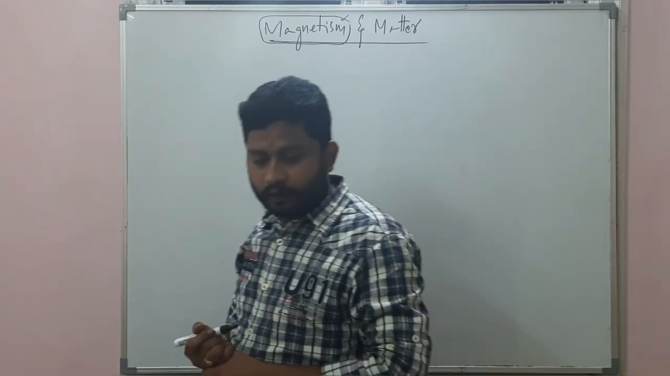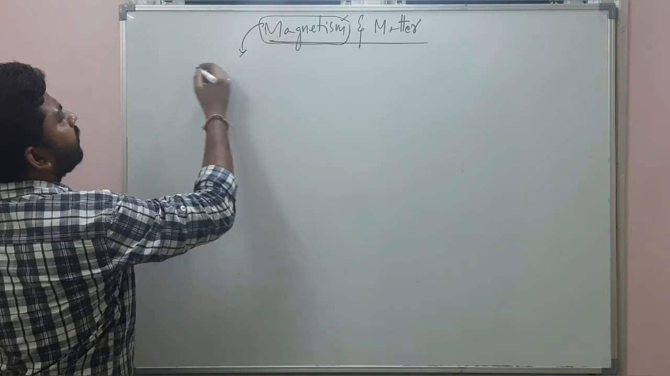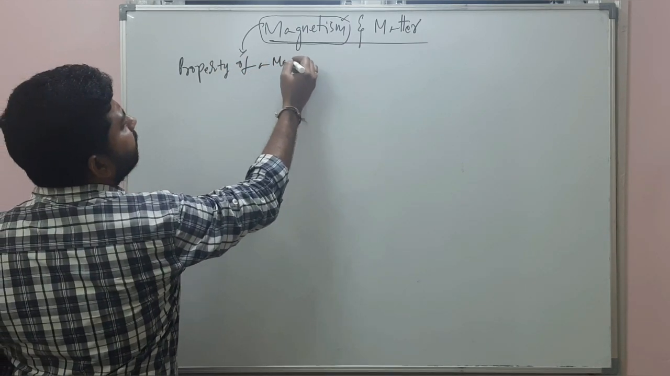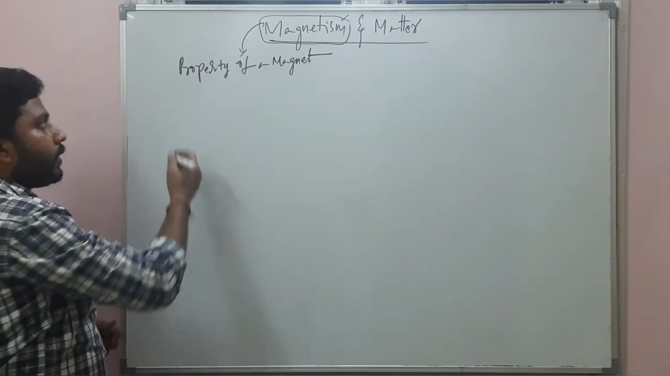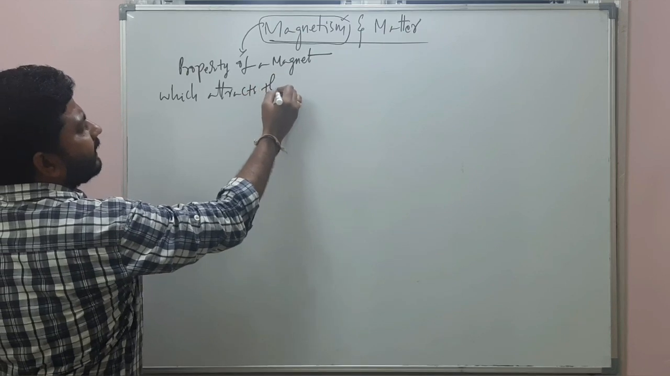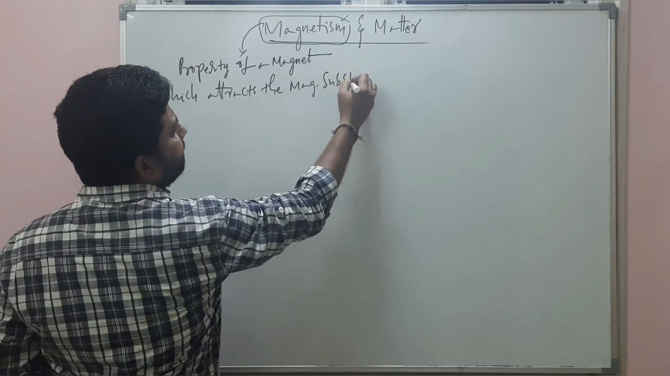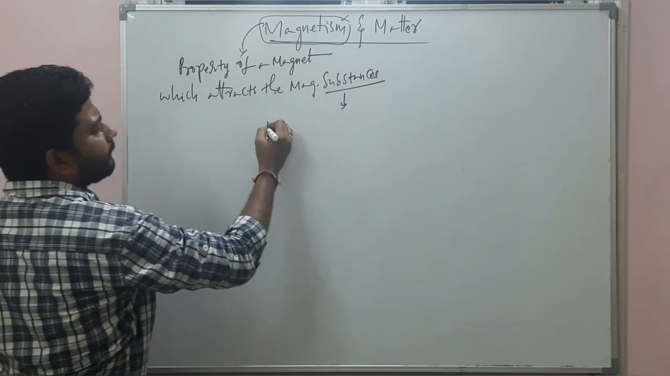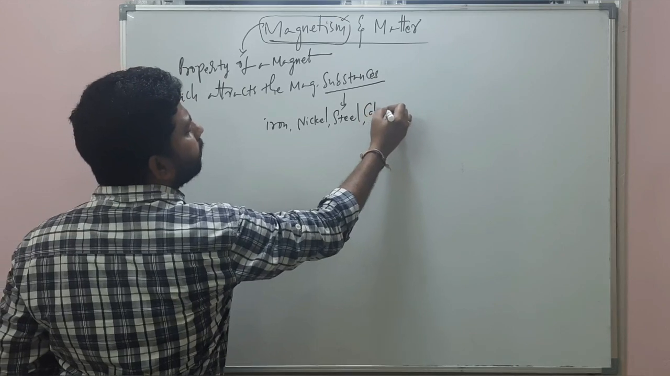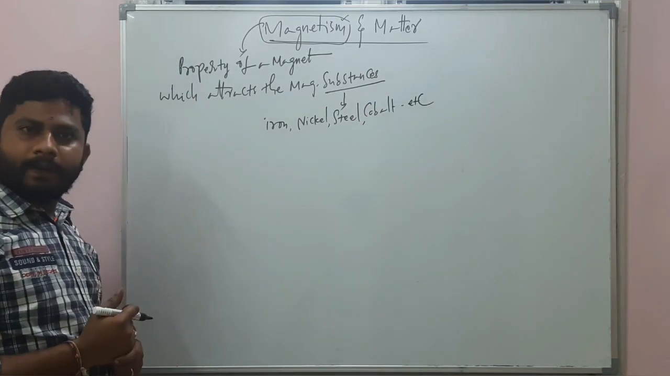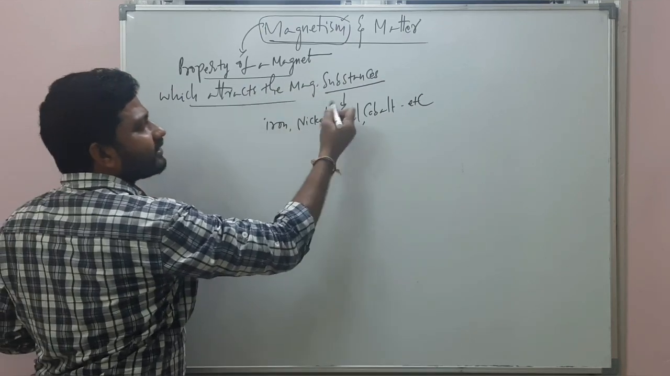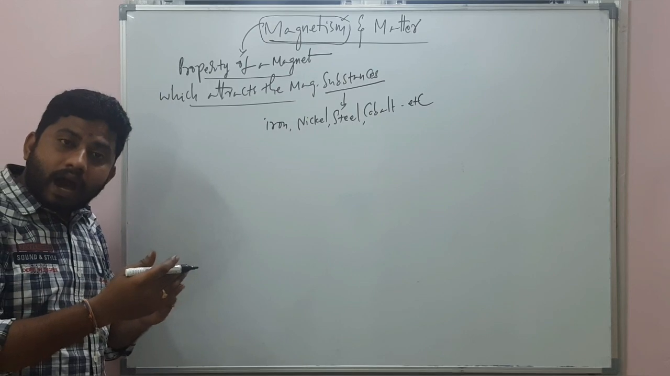What is this magnetism? Magnetism is the property of a magnet which attracts the magnetic substances. The magnetic substances will be like iron, nickel, steel, cobalt, etc. Here, what you should understand is that this is the property of a magnet which attracts the magnetic substances and other magnets also.